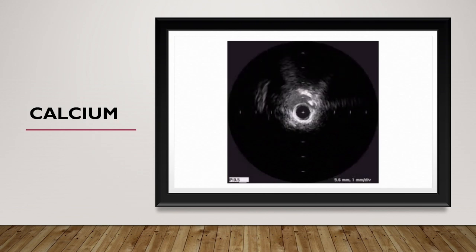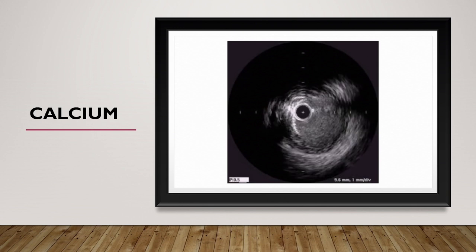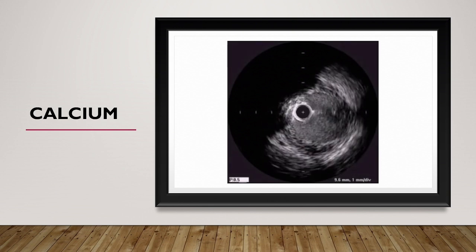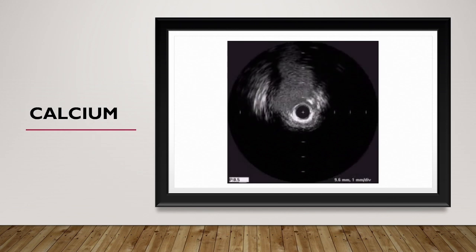And this is calcium. Calcium will not allow any ultrasound beam to go beyond. So you see attenuated plaque darkness, but there is a calcium. This is not attenuated plaque. Because of the calcium, it is not coming out. So this is what is calcium.